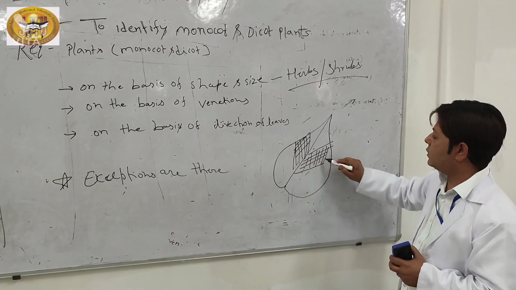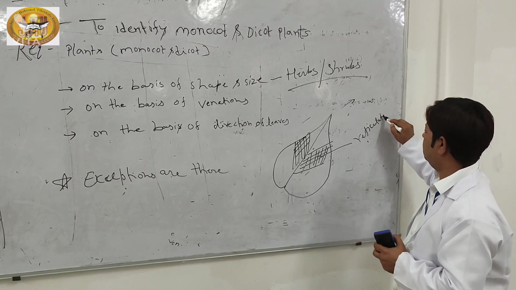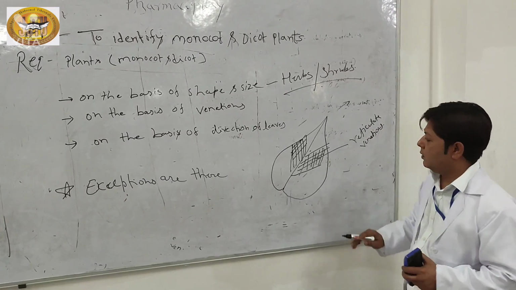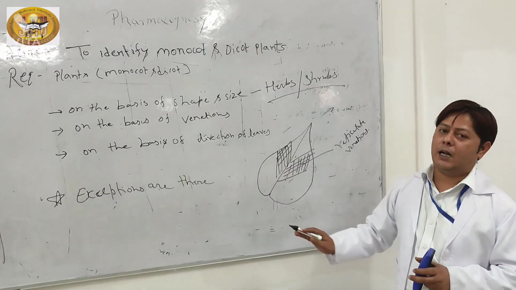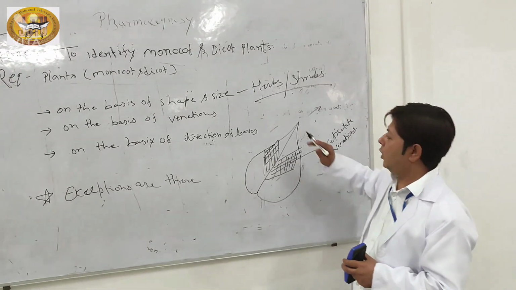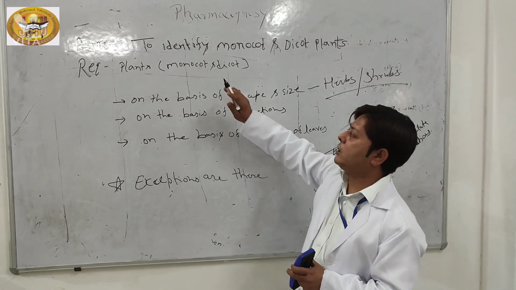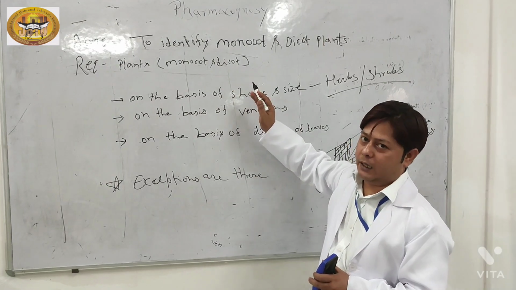This kind of venation is known as reticulate venation. These reticulate venations you will definitely find in all the dicot plants or trees. So, on the basis of venation, you can easily describe which plant comes under monocot and which plant is going to fall under dicot plants.